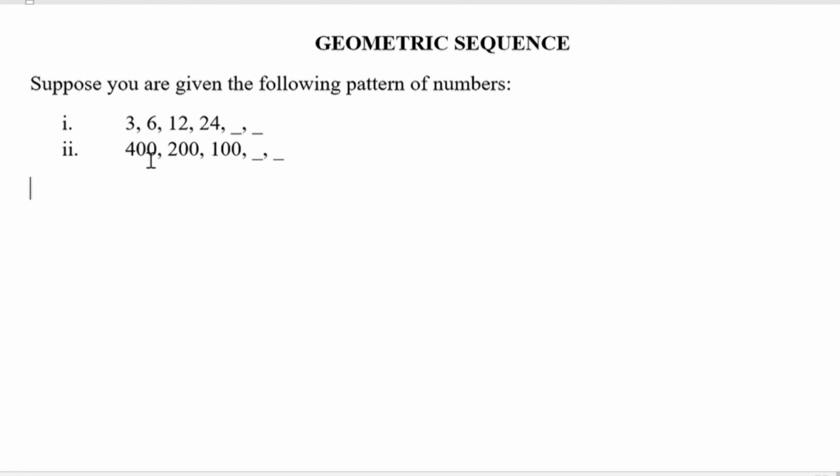In the second case, it's like the subsequent numbers are found by multiplying the preceding number by half. So we shall have 400 times half, giving us 200, times half, giving us 100. So 100 times half will give us 50 for this dash, and 50 times half will give us 25 for this dash.